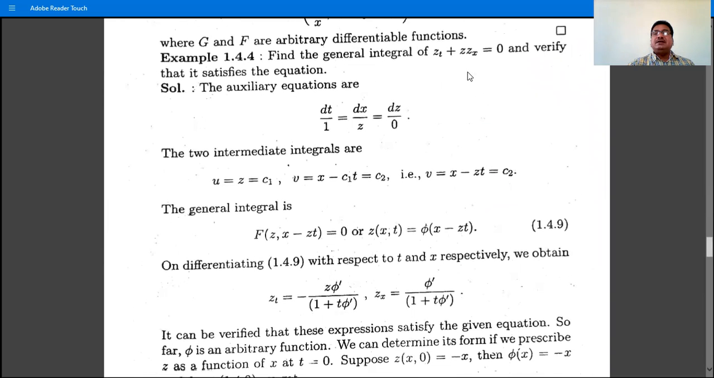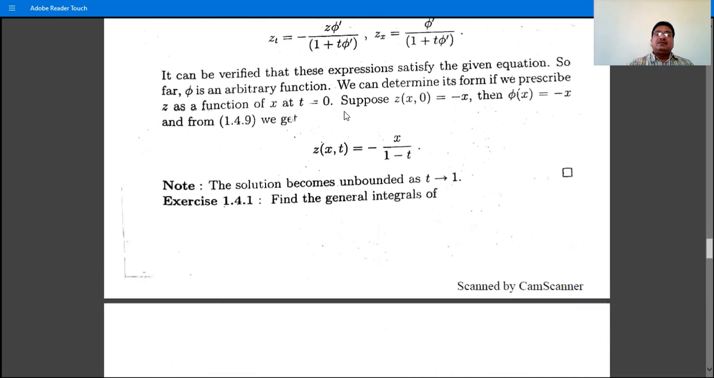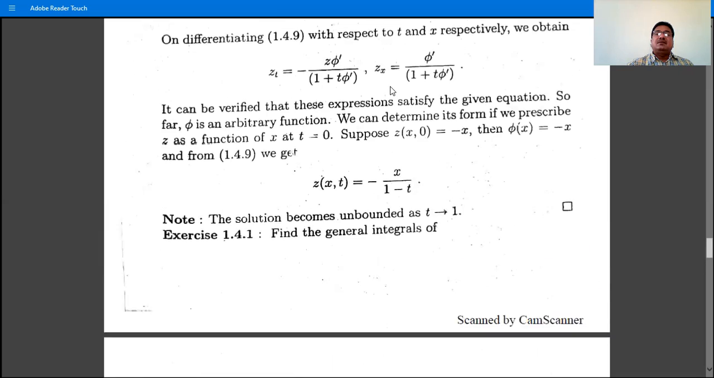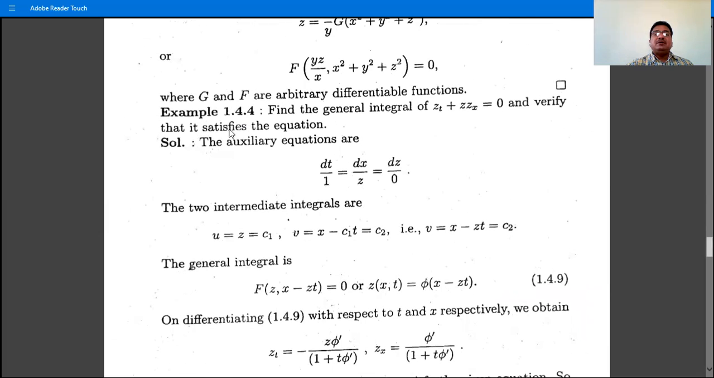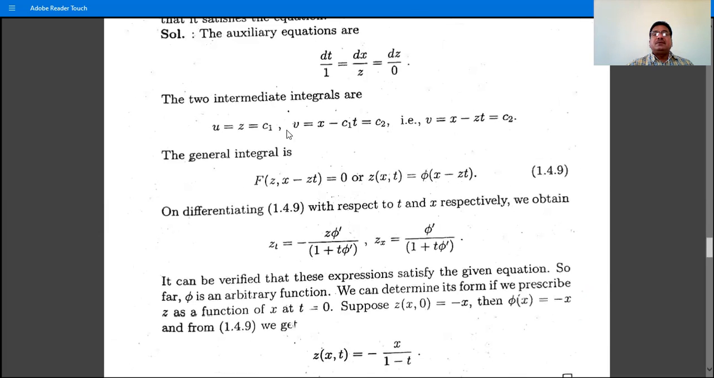Next is z_t + z_x = ... Actually this is a problem in the variables z, x and t, with x, t in place of x, y, z. The variables are x, z and t. So delete this problem number 1.4.4. Don't write this problem.